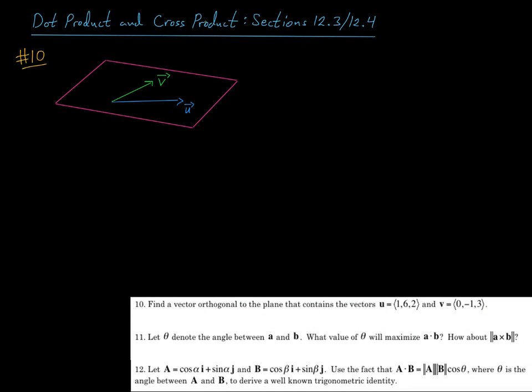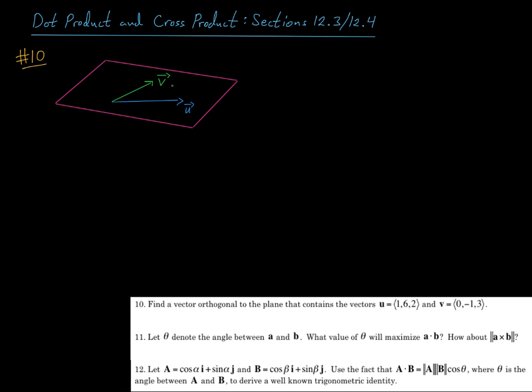All right, for this last video in sections 12.3 and 12.4, we're going to look at problems 10, 11, and 12 on the worksheet. So problem 10 says, find a vector orthogonal to the plane that contains the vectors u, which is 1, 6, 2, and v, which is 0, negative 1, 3.